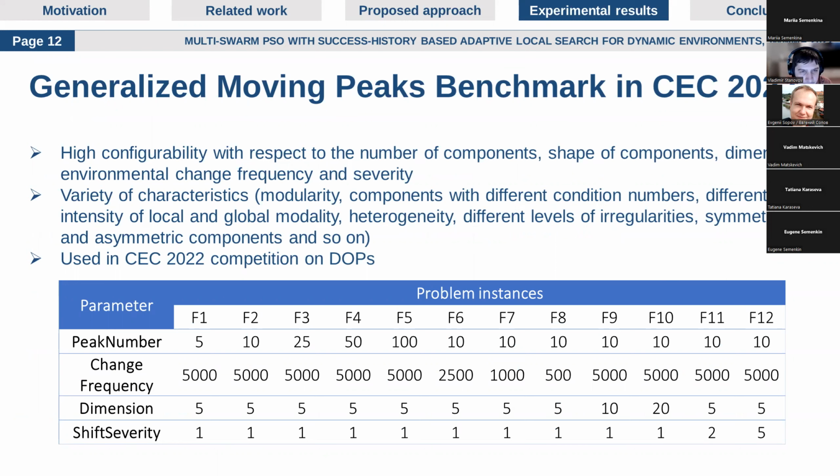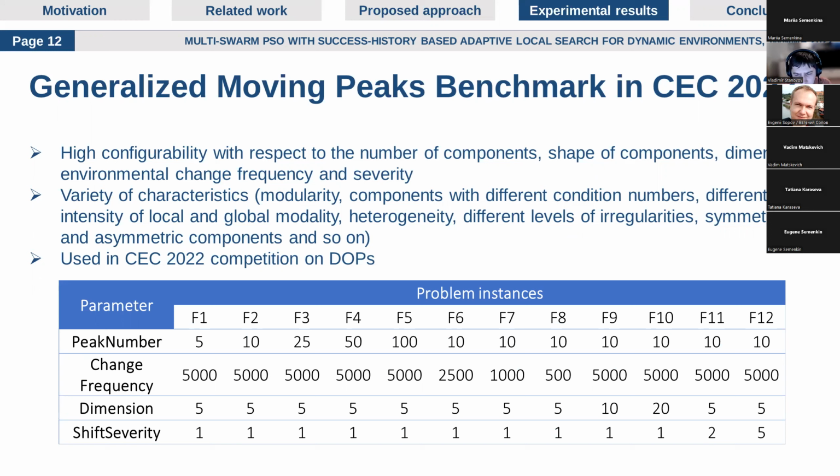Let's return back to the benchmark. Of course, the GMPB is a generator of test functions, so you could use it in the way that you like. You could set any parameters. But for this study, we used the parameters proposed for the CEC 2022 competition. Though we didn't participate in the competition, but nevertheless. So here there are 12 cases, 12 scenarios considered with different number of peaks, different change frequency, different dimension, different shift severity. Shift severity is how far the peak moves between different environments.